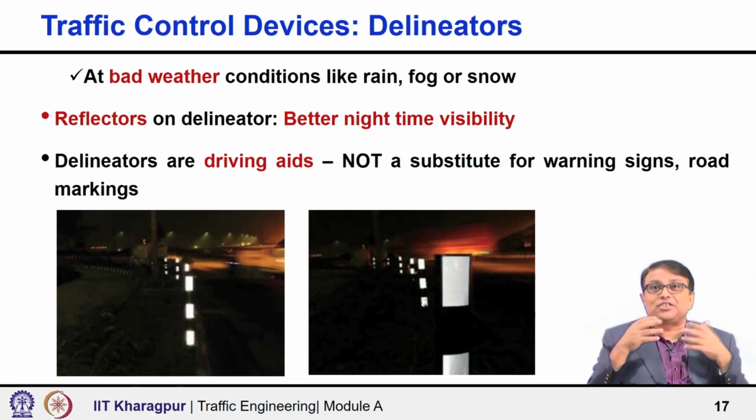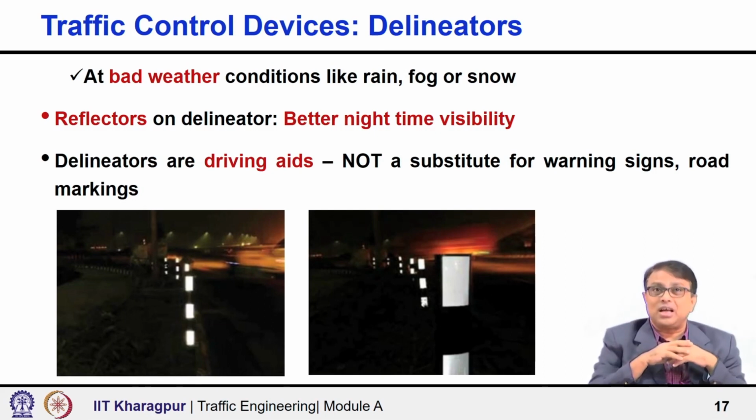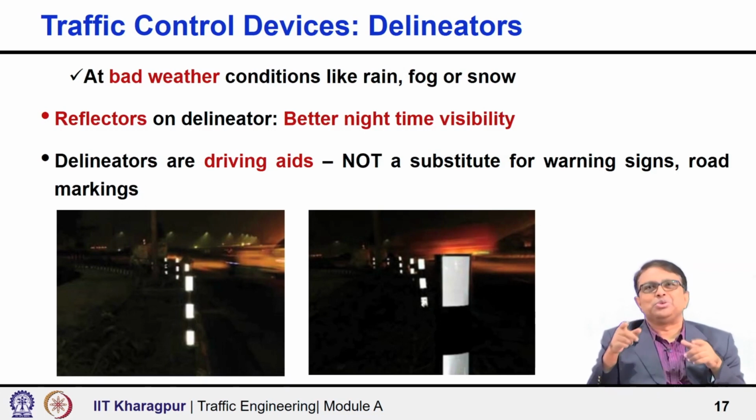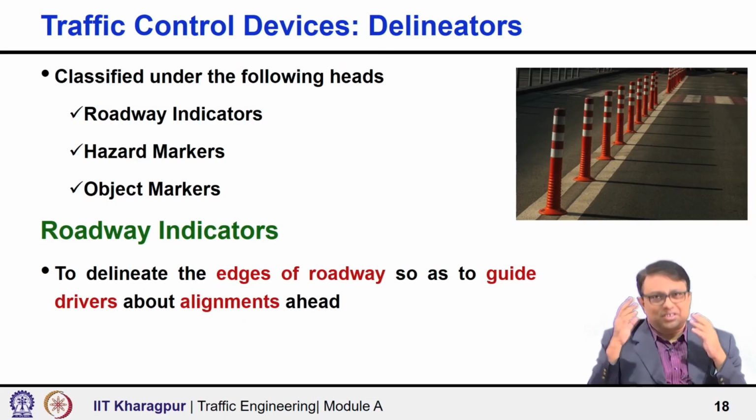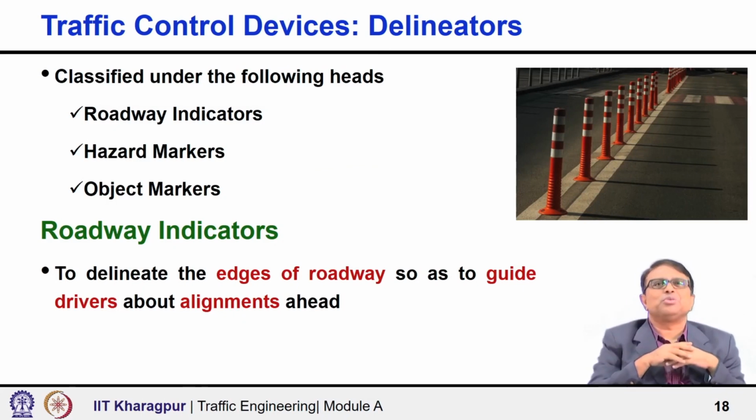So, remember that delineators are driving aids, not a substitute for warning signs and markings. It is not that since you have a delineator you do not use road signs. Road signs you also have to use, markings you also have to use, and over and above that, wherever delineators are required, you have to use delineators. Three types of delineators are used: roadway indicator, hazard marker and object marker.